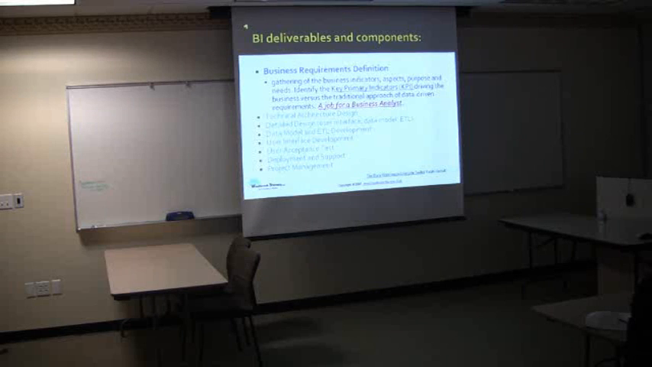Okay, now these are the deliverables and components of BI. Now we're going to go through this. This is something people were interested in, so we're going to spend a little bit of time on this. Business requirements definition, and I'm going to read this: gathering the business indicators, aspects, purpose, and needs. Identify the key primary indicators driving the business, versus the traditional approach of data-driven requirements. You know, that's a job for the BA, as you're saying, right?